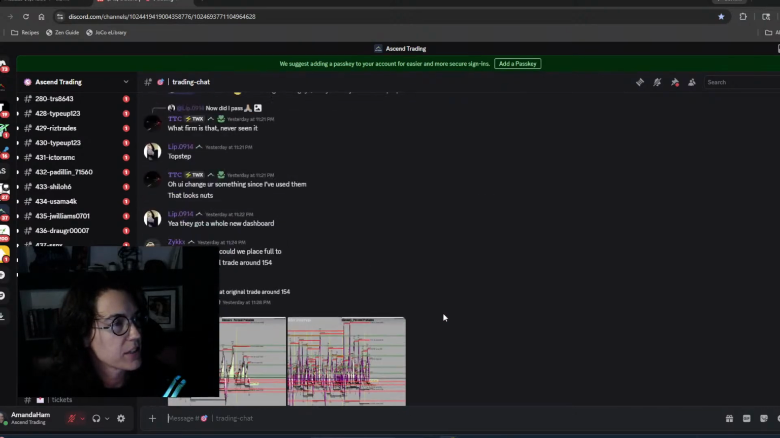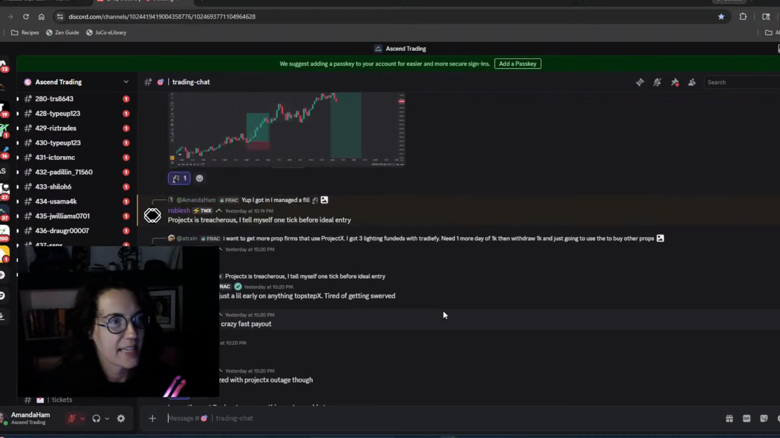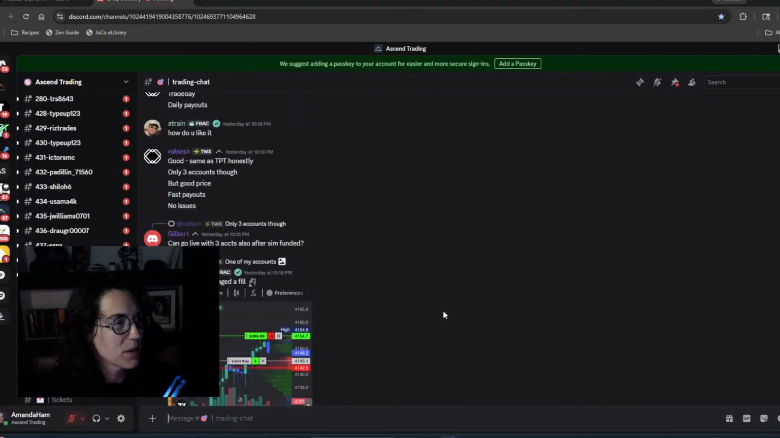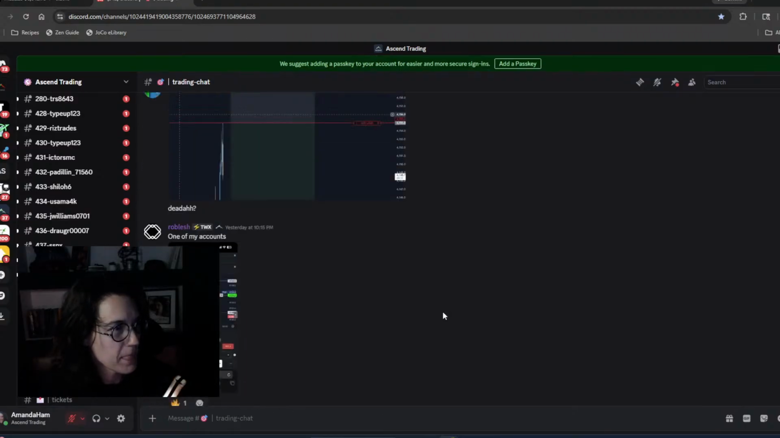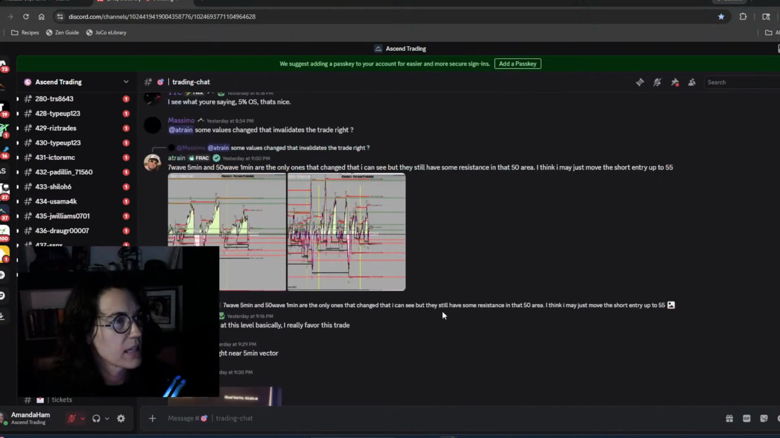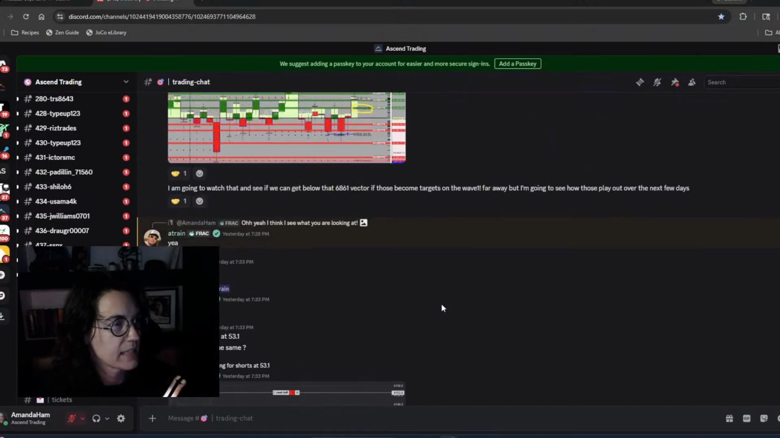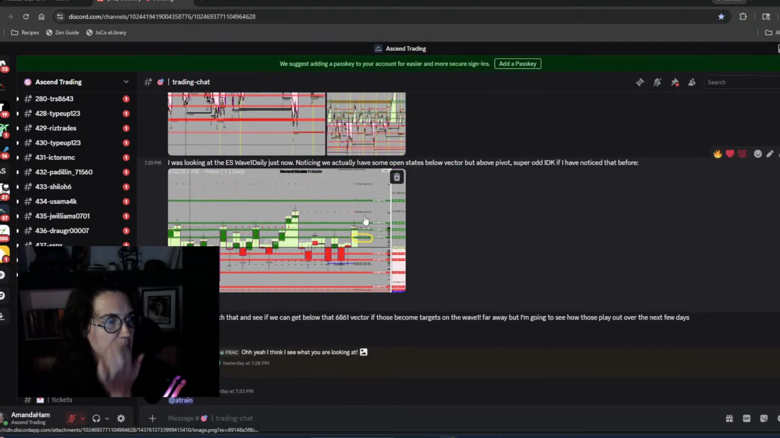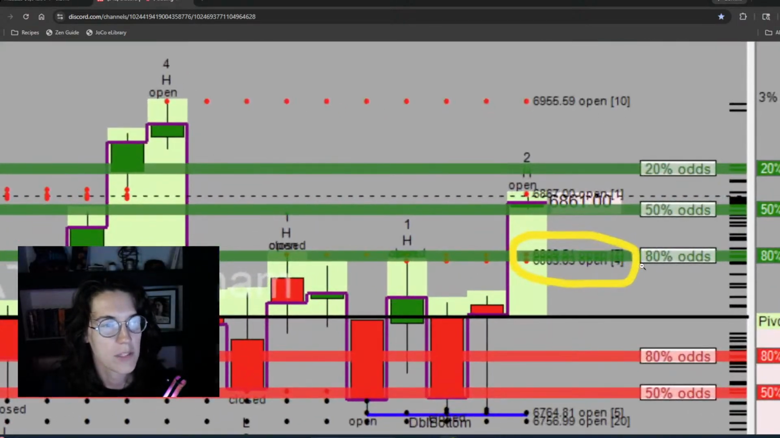And I thought it was really interesting because we had some open states above pivot, but below vector. It was really odd. Let me grab the picture. What I wanted to do was look at that and see how we would have potentially reacted to touching those open states. Look at this. I was looking at the ES Wave 1 daily, noticing we actually have some open states below vector but above pivot. On this photo, it's a little bit small, let me zoom in.